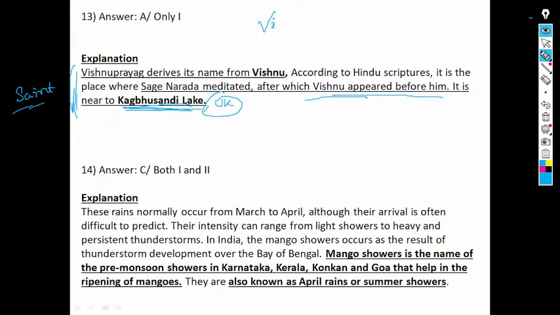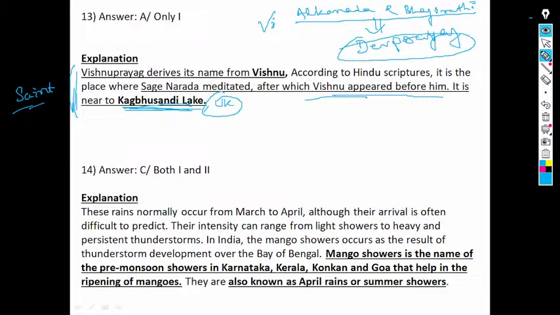Now if I say Alkananda and Bhagirathi, they both lie at the confluence, this is Dev Prayag. At Dev Prayag, Alkananda and Bhagirathi both lie.